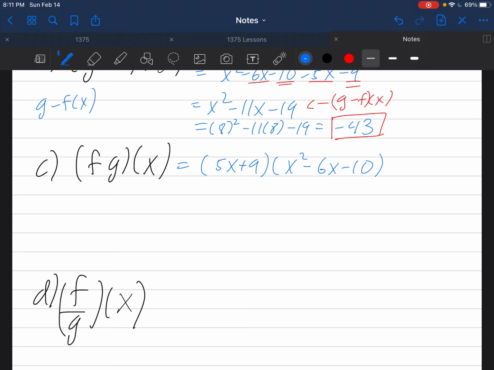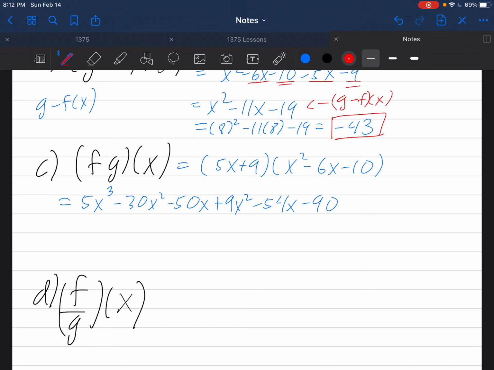Right, it's not exactly FOIL. It's a little bit larger than that. So we'll get 5x to the third minus 30x squared minus 50x. And that is what we get when we distribute 5x into each and multiply each of those. Now we're going to take this plus 9 and distribute it into x squared minus 6x minus 10. So we get ourselves a plus 9x squared minus 54x minus 90.